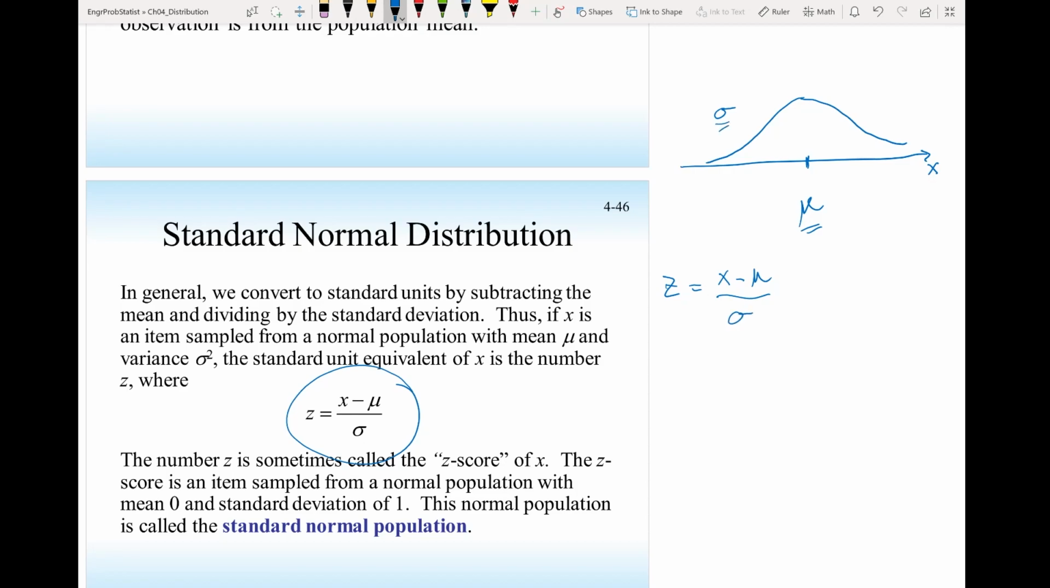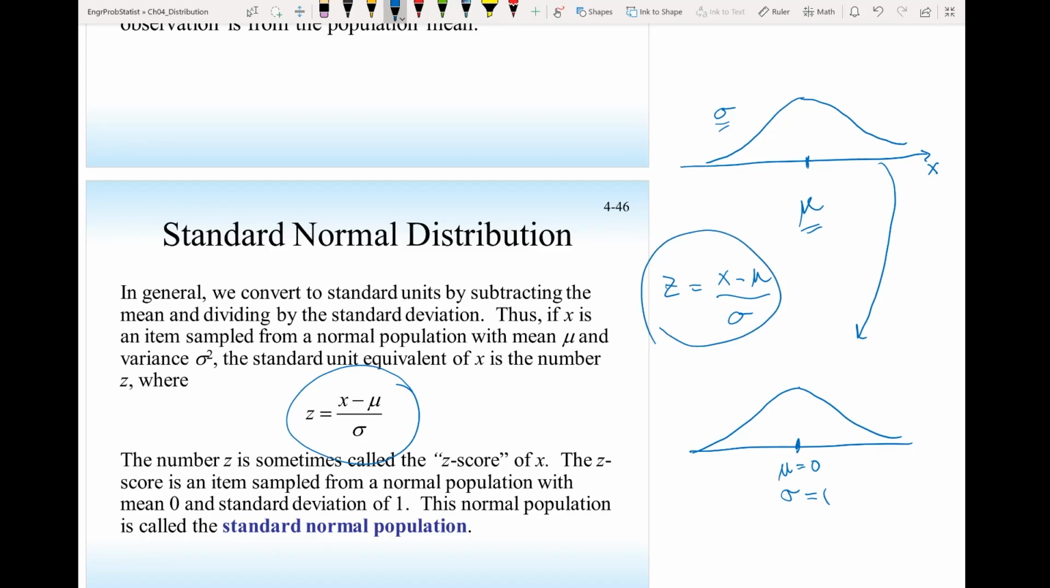And now this normal distribution will become a distribution like this, where the mean mu equals 0 and the standard deviation equals 1. So by doing this transformation, I can transfer any normal distribution with different values of mu and different values of sigma to this normal distribution with mu 0 and sigma 1. And now I can have only one table for this.